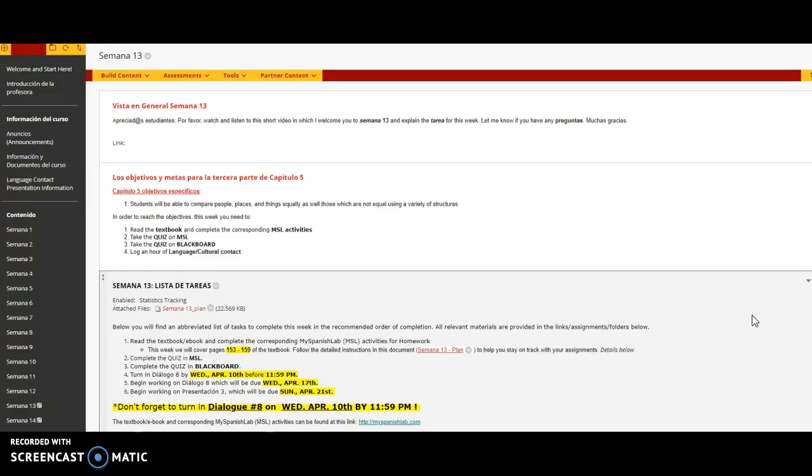Okay, and then this week we're going to be focusing on comparisons. We're going to compare people, places, and things equally, as well as those which are not equal, using a variety of different structures. And so in order to do this, you're going to read the textbook, complete the corresponding My Spanish Lab activities, and when you're done with that, there will be a quiz over comparisons on My Spanish Lab.